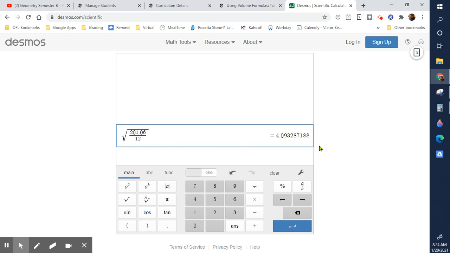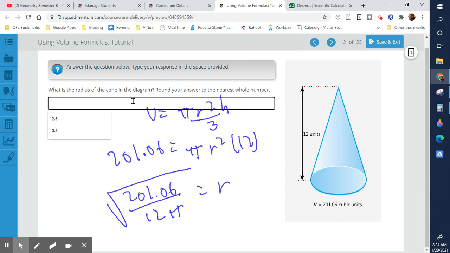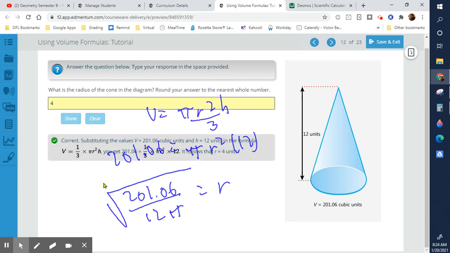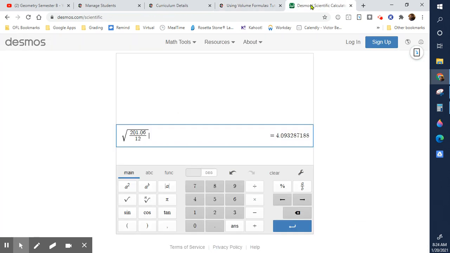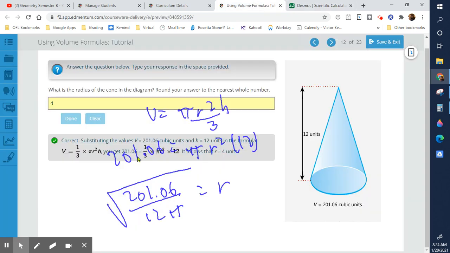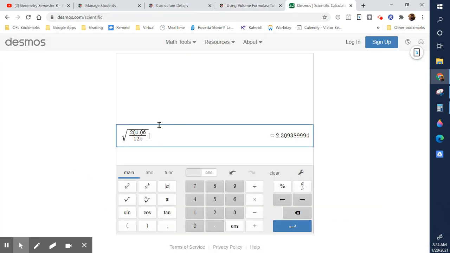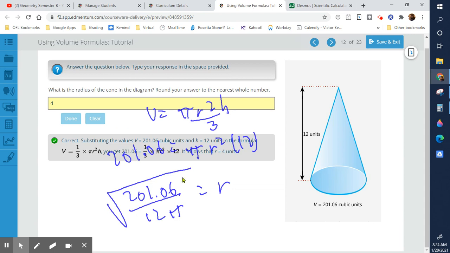All right, and they want the nearest whole number, so the answer is 4. The reason why they do that is just in case you're not using a calculator. Oops, I forgot to put the pi here. Just in case you're not using a calculator, that pi might make things a little bit difficult.